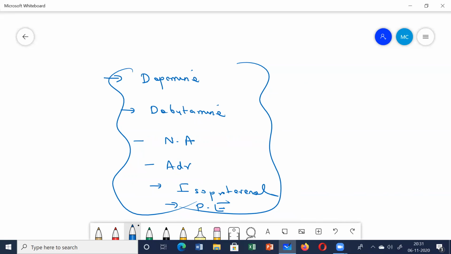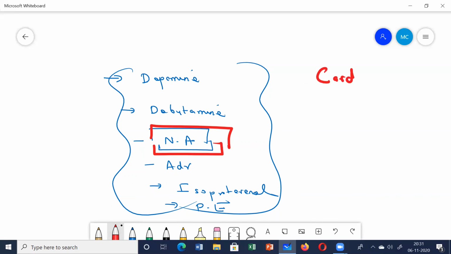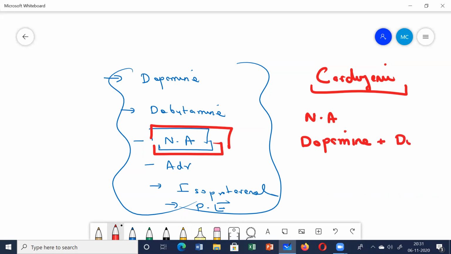But in general, remember, noradrenaline is your vasopressor of choice. If additional support is required, you can give adrenaline, or you can add dopamine. Usually, as an initial sympathomimetic agent, if the patient presents to you with cardiogenic shock, we give noradrenaline or a combination of dopamine and dobutamine. That is usually preferred as the initial sympathomimetic agent in cardiogenic shock.